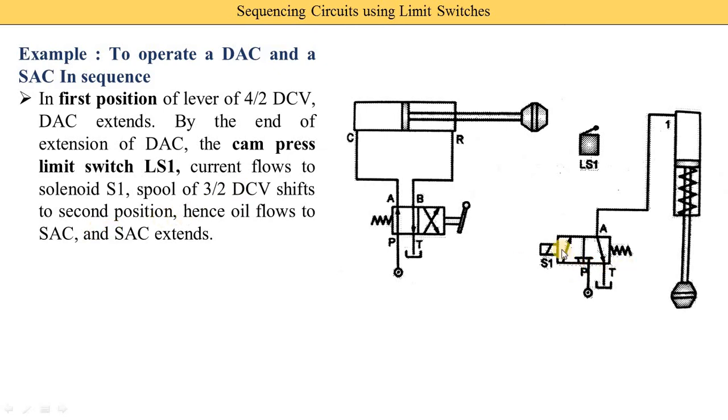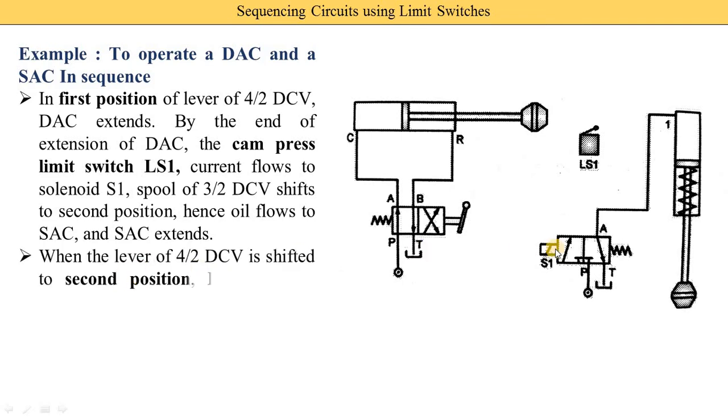Here you see it is a 3/2 directional control valve, because there are 2 squares and 3 ports, so it is a 3/2 DCV. It is shifted to the second position. Hence oil flows to the single acting cylinder and the single acting cylinder extends. When it is shifted, the P port is connected with the A port and oil is supplied to this port, and this oil applies force on the piston and the piston moves in the downward direction. This is called the extension of the single acting cylinder.